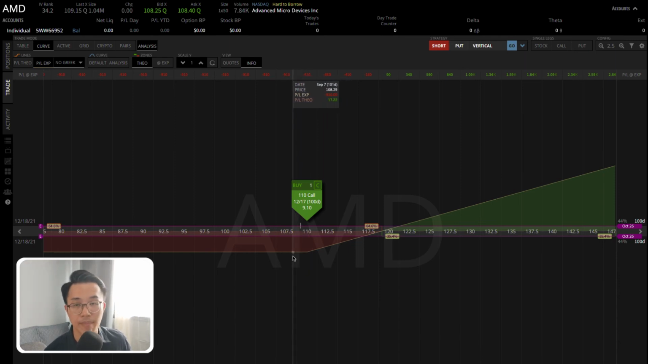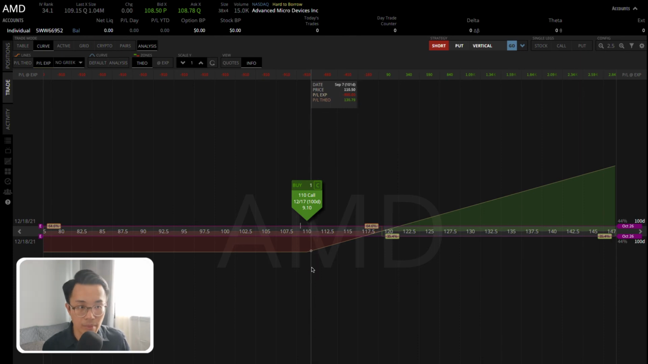The premium is the maximum loss on this trade. Even if AMD shares fall to 0, the maximum that I will lose is the premium of $9 that I will pay for this trade. If the share price of AMD increases, my call option contract will become profitable. The maximum return is theoretically infinite, because if AMD goes to like $200, $300, $400, I have the right to buy it for $110. The upside potential is basically limitless.